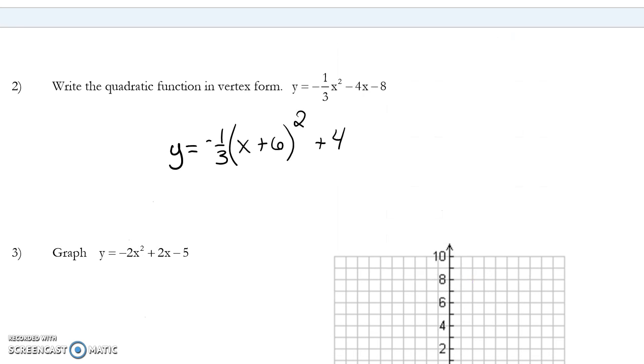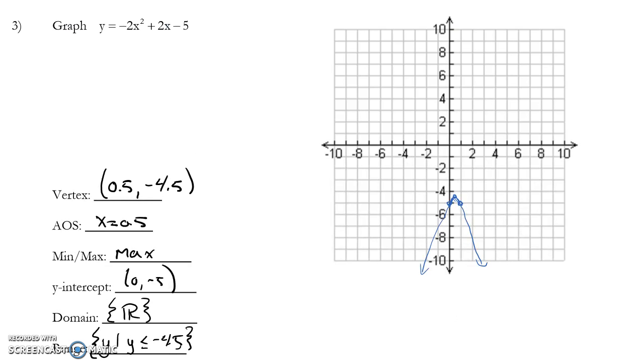For number 2, we use negative 1/3 as our a, and we were able to calculate that our vertex is at negative 6, 4, so it becomes x plus 6 quantity squared plus 4. One more short pause here before we get to the final problem. Okay, and this one was a little bit trickier to graph. We've got a vertex at 0.5, negative 4.5, so an axis of symmetry at negative 0.5, and the y-intercept was at 0, negative 5, so that was a much harder curve here to graph, but that should look like a curve. Mine is okay, not fantastic.